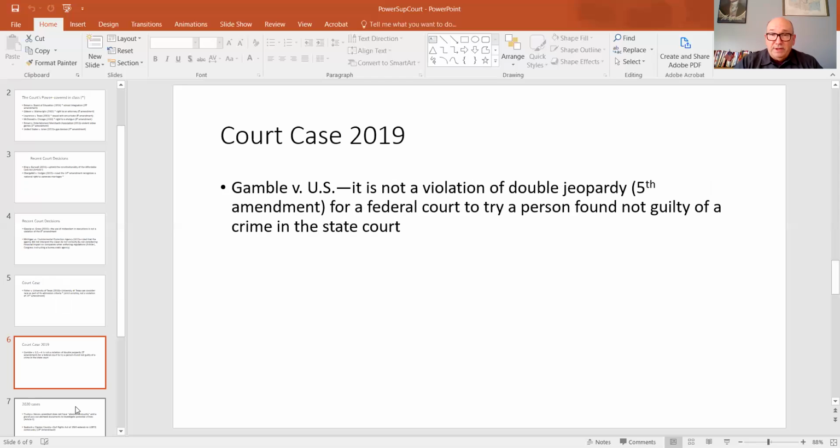And then we look here just recently, coming back to, again, think about, in this case, Chapter 4 and the Fifth Amendment, double jeopardy, not to be tried twice for the same crime. But notice here that in Gamble v. U.S., the court made the conclusion, and we can see the power of the court here, that it's not a violation of double jeopardy for a federal court to try a person found not guilty of a crime in the state court. So this is a case where a person could be tried, found not guilty in state court, and then tried in the federal court, and it's not a violation of double jeopardy.